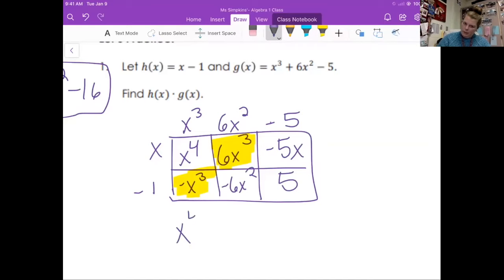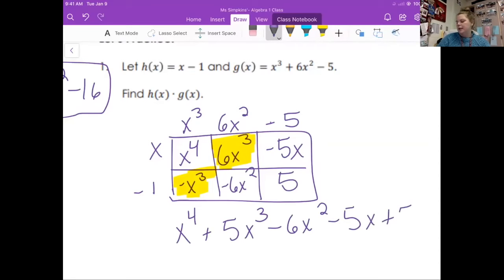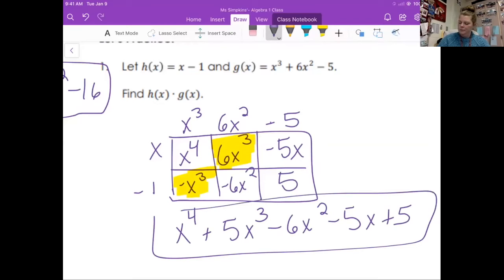So it was x to the fourth plus 5x to the third minus 6x squared minus 5x plus 5. Very long. And again, we can't do anything else. That's as simple as we can make that. Okay, let's look at the try it and then we'll take a break.